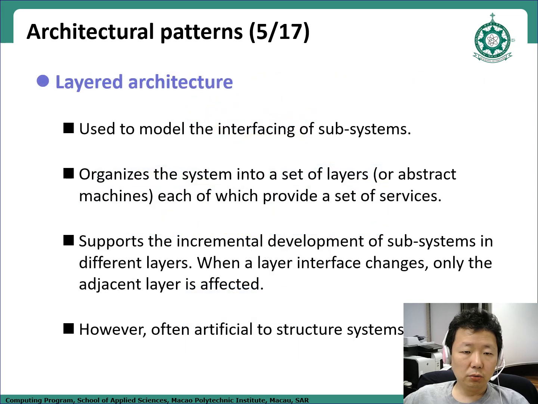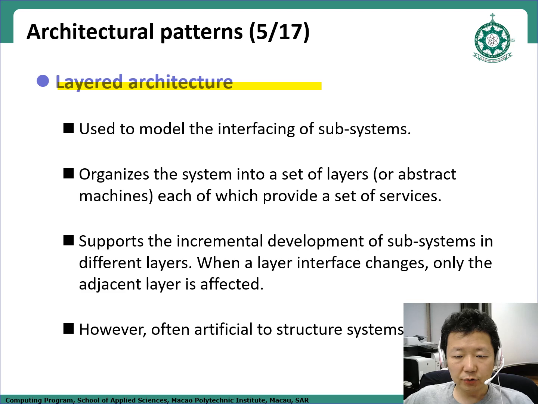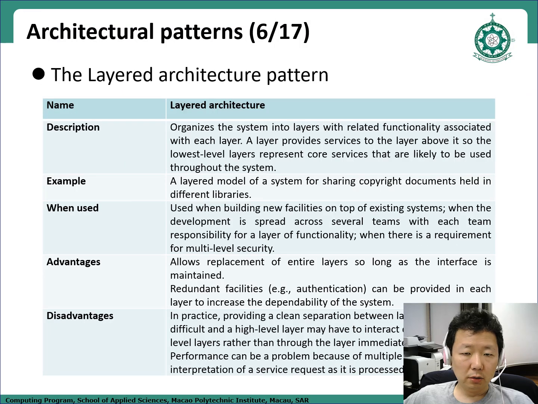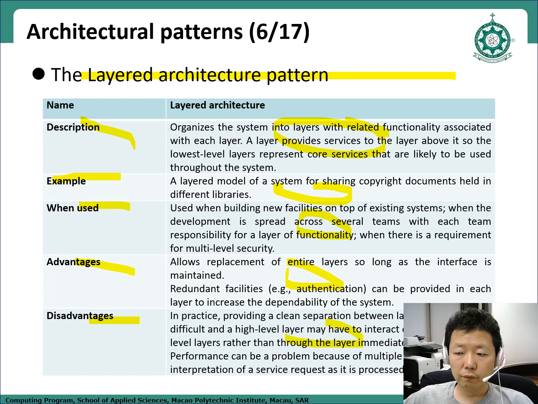The other way to do it is the layered architecture. When you develop the system architecture, you may need to deal with several layers, like the ISO layers or the network layers in a communication system. Similarly, with the layered system pattern you can see the description, an example, when to use, and the advantages and disadvantages. You can take a look at the descriptions of each of them.